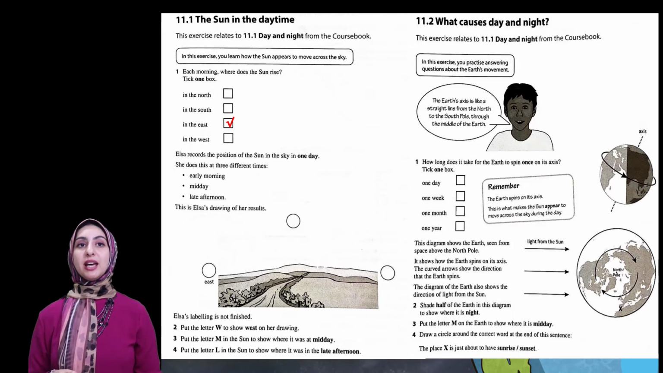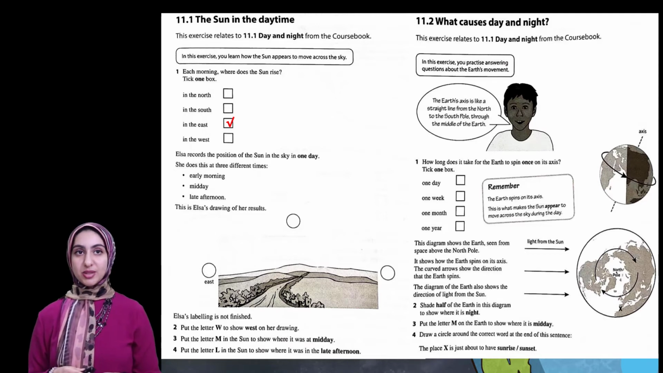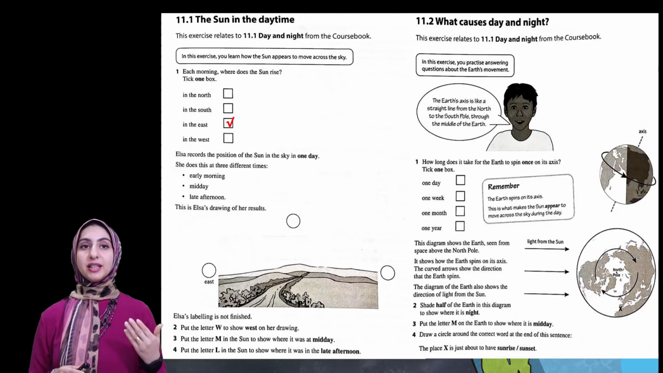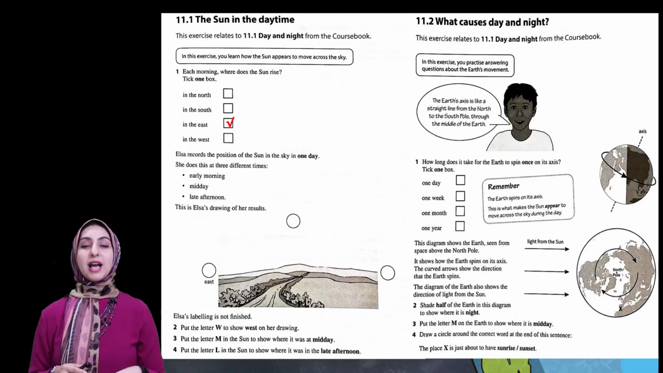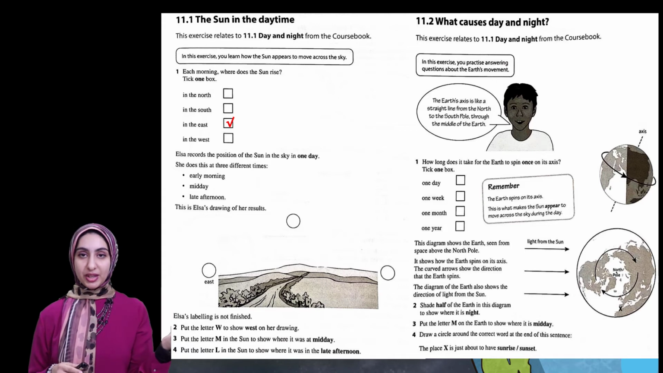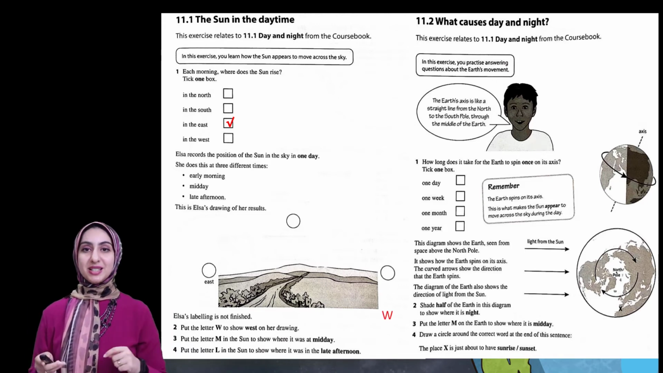Okay. Elsa records the position of the sun in the sky in one day. She does this at 3 different times: early morning, midday, late afternoon. This is Elsa's drawing of her results. Elsa's labeling is not finished. Question 2. Put the letter W to show west on her drawing. As you can see here in the diagram, the east here is on the left, so the west will be the other side, right? Easy.